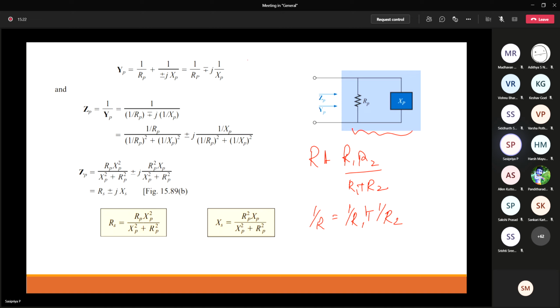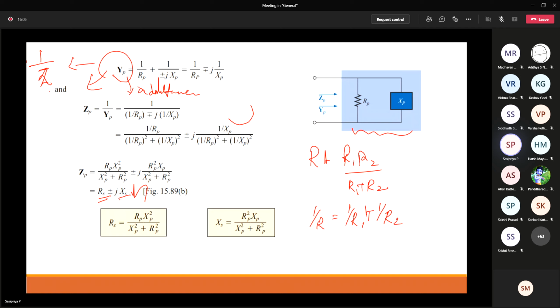What is this Y? Anybody have an idea? Y is the inverse of the impedance. Z is called impedance, which combines both the resistance and reactance. The inverse of impedance is nothing but Y, which is called admittance. So here 1 by R plus 1 by X, and when you simplify this, take the complex conjugate and simplify, you will get a simplified expression like this. Here R is a resistive component and X is a reactive component.